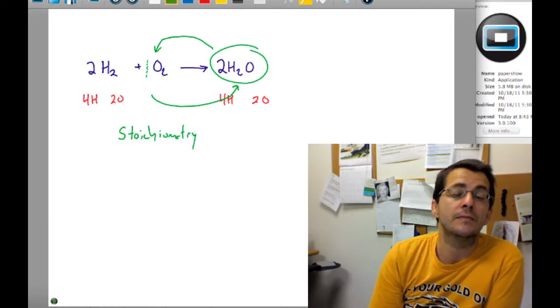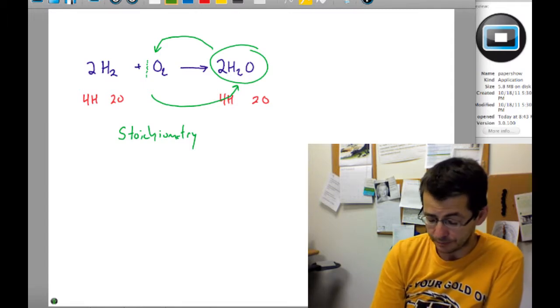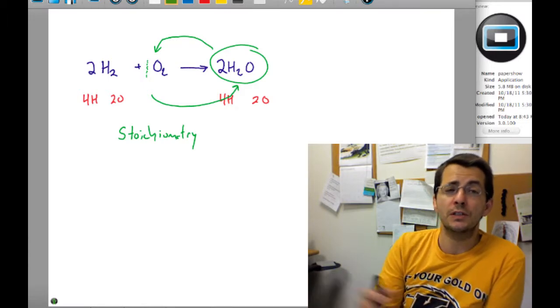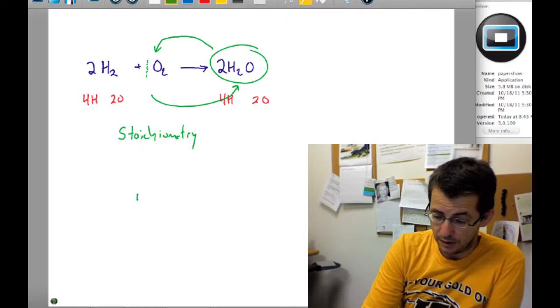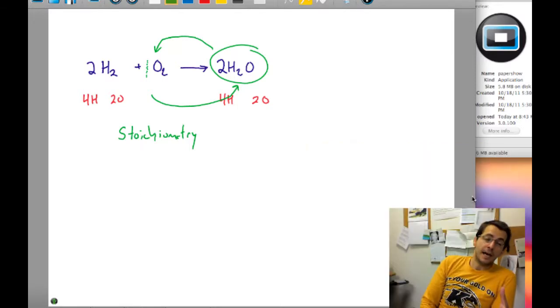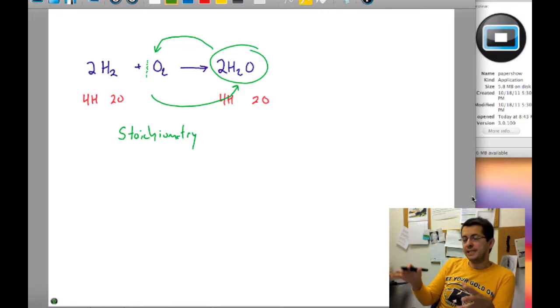Stoichiometry is the measurement of atoms, counting atoms in a chemical reaction. And we can use this relationship in even more complex reactions. This is that microscopic picture. 2 molecules of hydrogen react with 1 molecule of oxygen to produce 2 water molecules. But even at the large scale, this 2-to-1 atom ratio would be preserved.